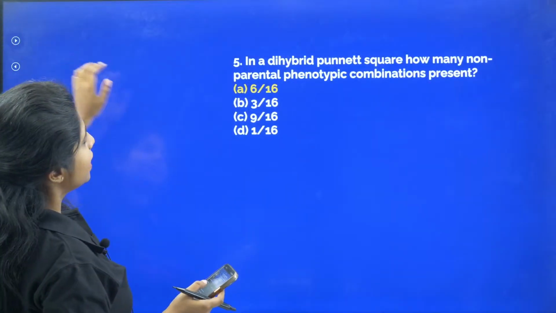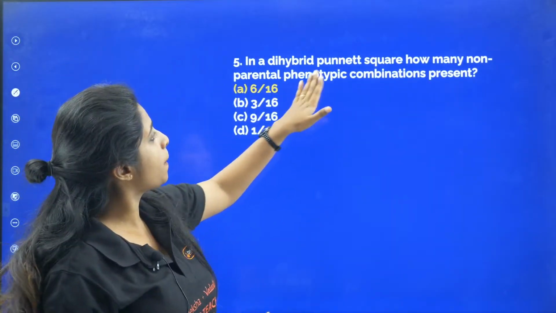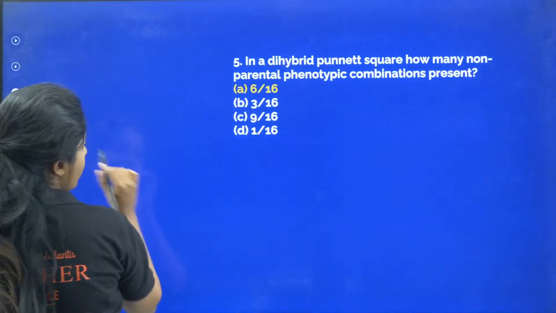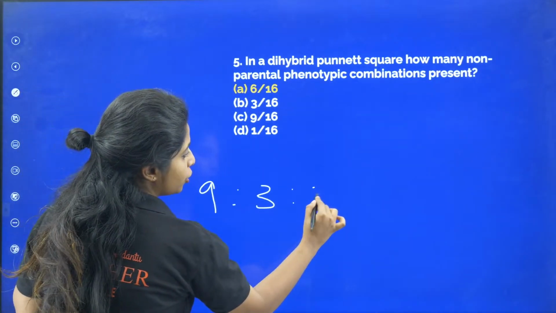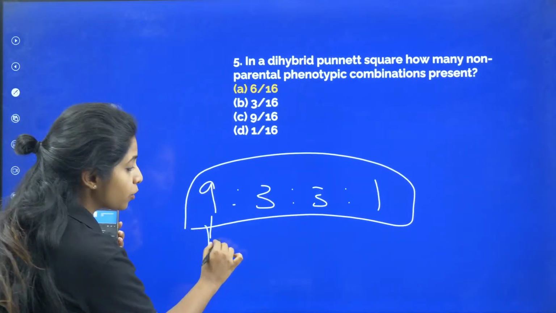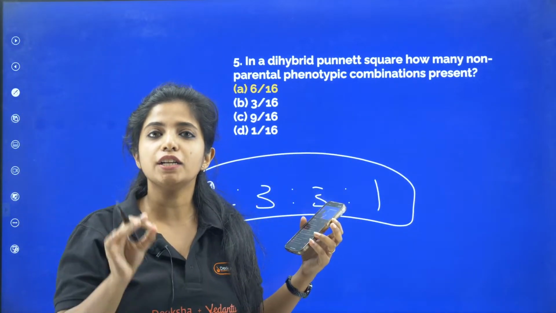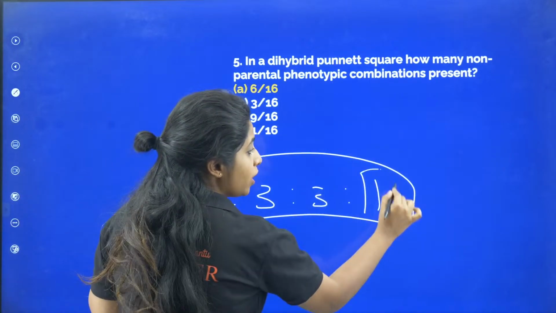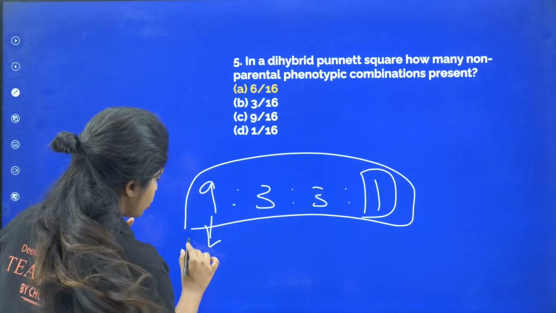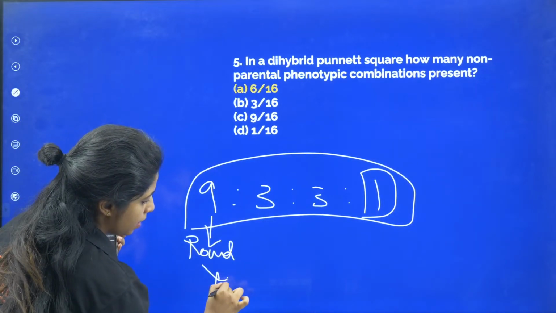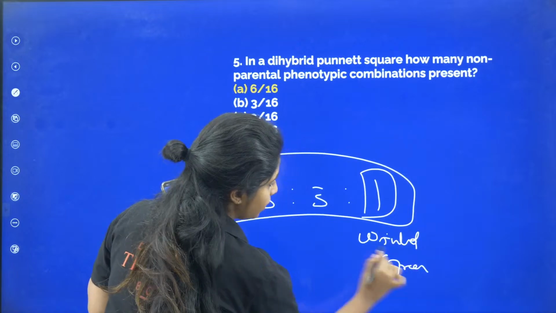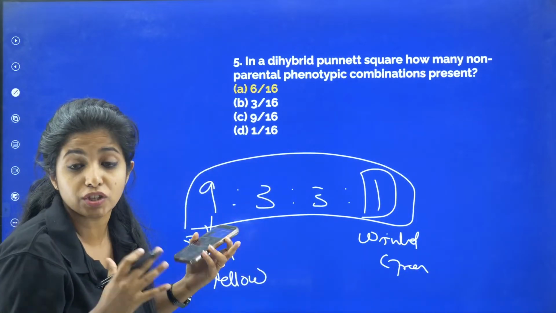Okay, got it? Chalo. In a dihybrid Punnett square, how many non-parental phenotypic combinations are present? In a dihybrid, my dear children, at the end, in the F2 generation, you have a 9:3:3:1 ratio, right? So 9 of them are going to show the dominant parent, that is round and yellow. And 1 of them is going to show the recessive parental type, that is wrinkled and green. So this is going to be round and yellow, and this is going to be wrinkled and green. What about the others? They are going to be the new ones, the recombinants.